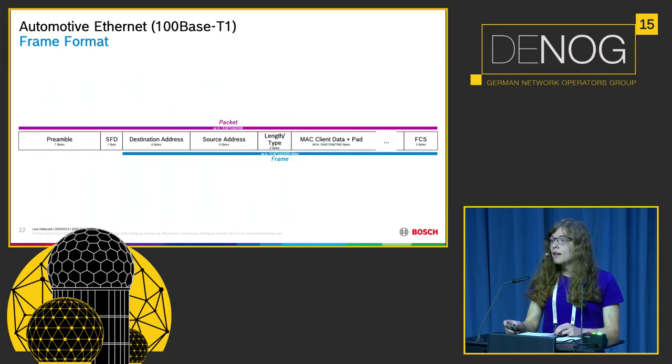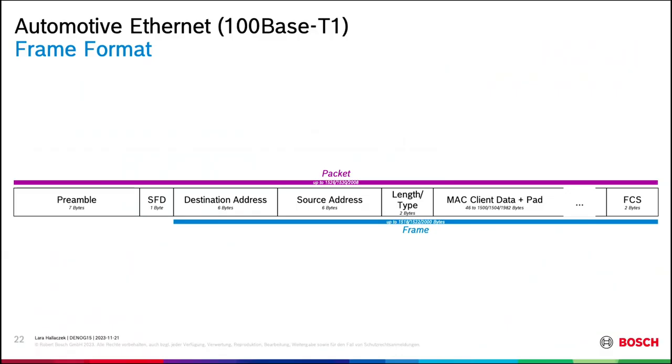OK. The frame format probably looks familiar to you. It's usually Ethernet. You start with the preamble, and then you have the destination address and the source address. You have the length type, then the data, and the frame check sequence. The exact length depends on what you're using. For example, if you're using VLANs or something, it gets a bit longer. But that's just the usual Ethernet frame.